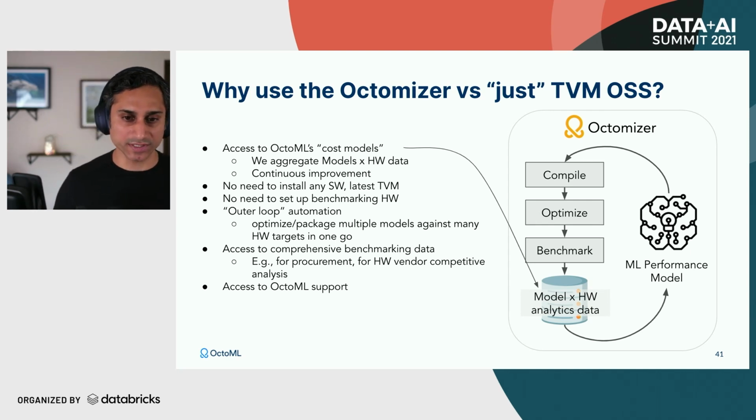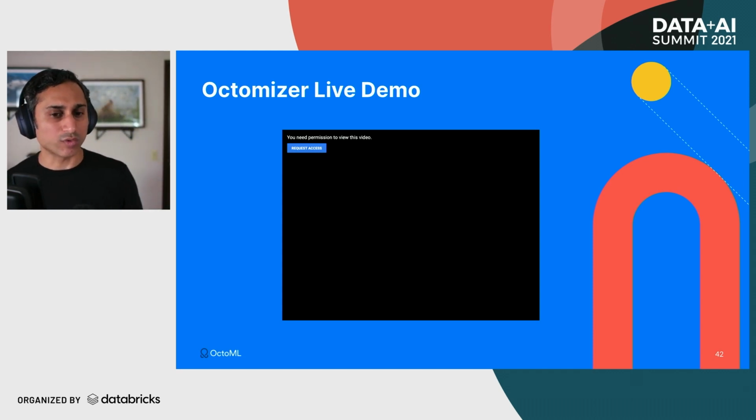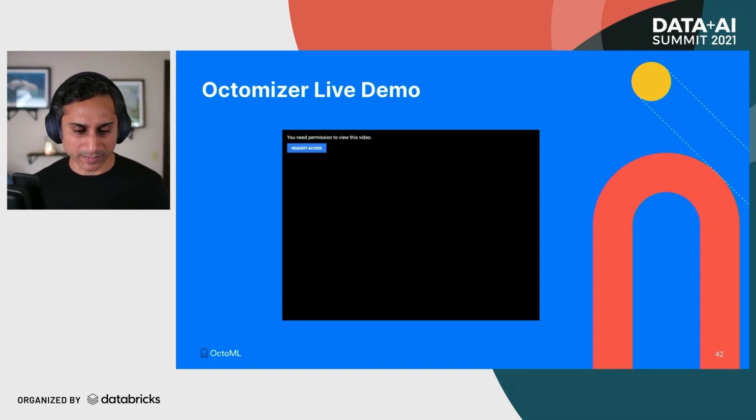So those are just some of the reasons. All right, so let me switch to a live demo of the optimizer. This is about 5 or 6 minutes where we're going to essentially take an Onyx model zoo model, run it through OctoML for performance optimization, and we'll compare the TVM results to Onyx runtime.